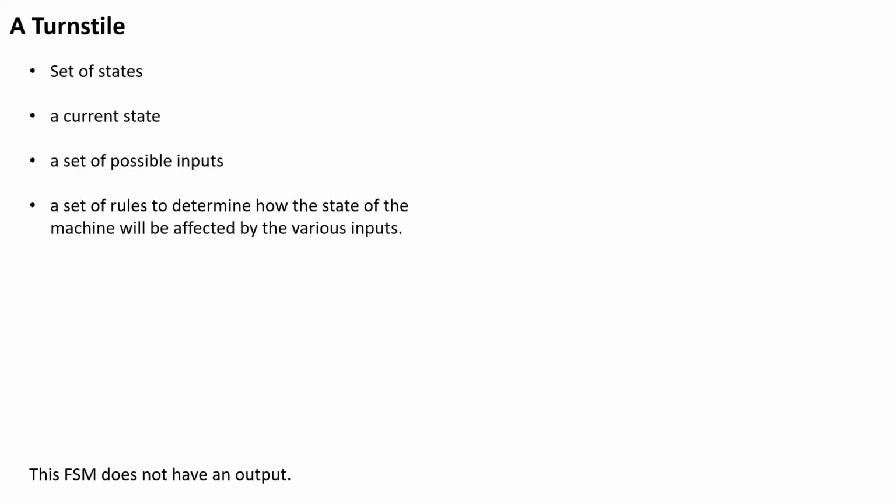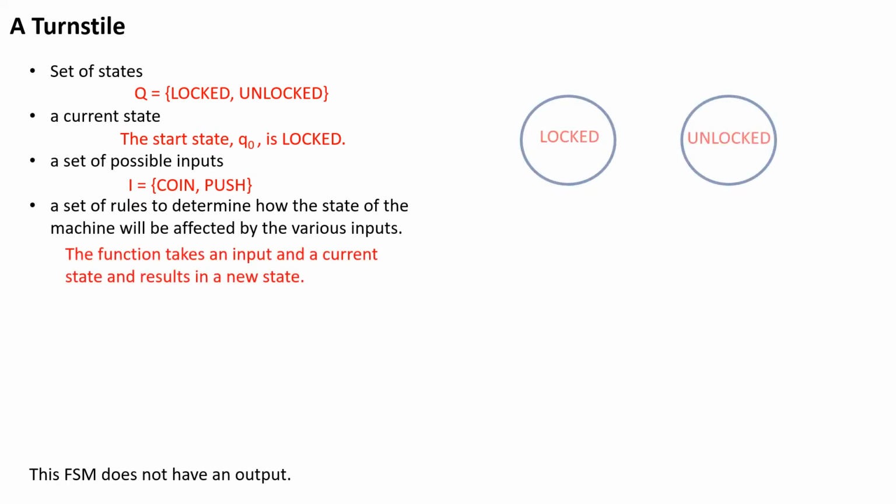So continuing with our example for the turnstile, we've already done some of this. Set of states, we would say it's locked and unlocked. Current state, let's say that it starts out as locked. And now the set of possible inputs, we've said that you can either put in a coin or you can push it. Then the set of rules, we've talked about that would be called the transition function, and we have to figure out a way to represent that. We're going to see 3 different ways to represent a transition function for this example. First of all, there is a way that we can do it, which is by creating a diagram.